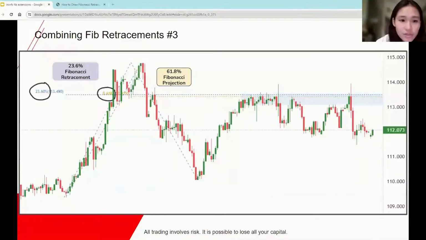Okay, another example here. So here we're using retracement and projection. The 23.6% Fibonacci retracement is just one line following from this bottom here to the top here. And that is in line with our 61.8% Fibonacci projection. For projections, it's 3 points. So we have a starting, middle, and ending point. And we can see price testing this level here.